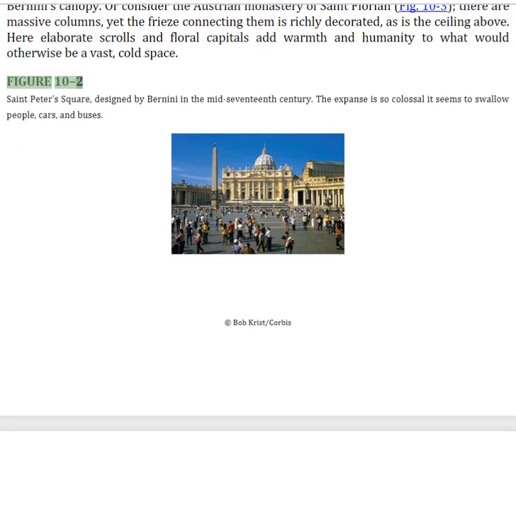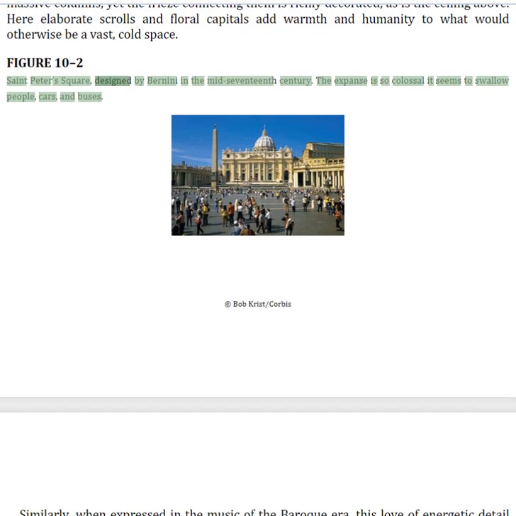Figure 10.2. St. Peter's Square, designed by Bernini in the mid-17th century.